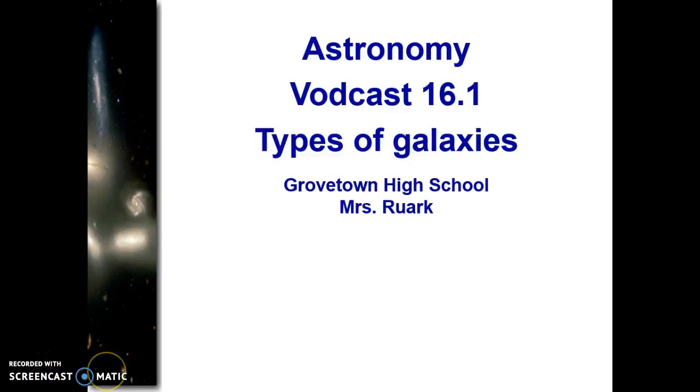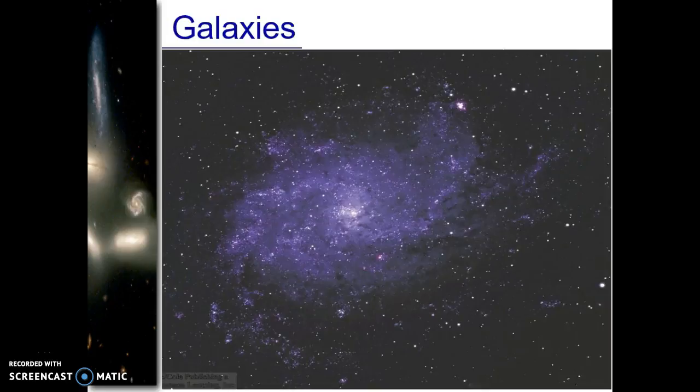We're in vodcast 16.1, which means we're in chapter 16, and we're talking about the different types of galaxies that there are throughout the universe. Galaxies look like fuzzy little objects when astronomers looked at them through 19th century telescopes. But as the construction of the telescopes got larger, astronomers could see more detail.